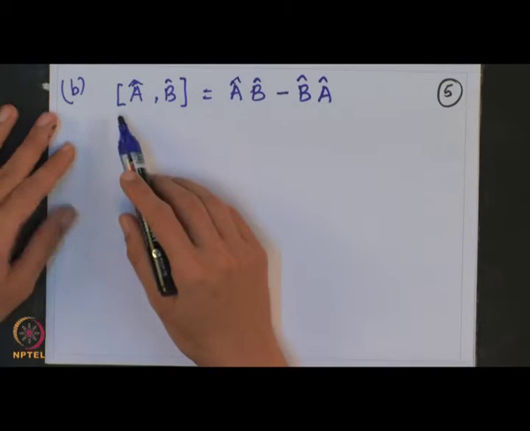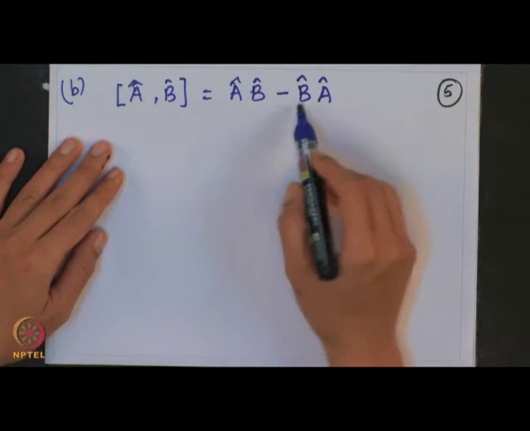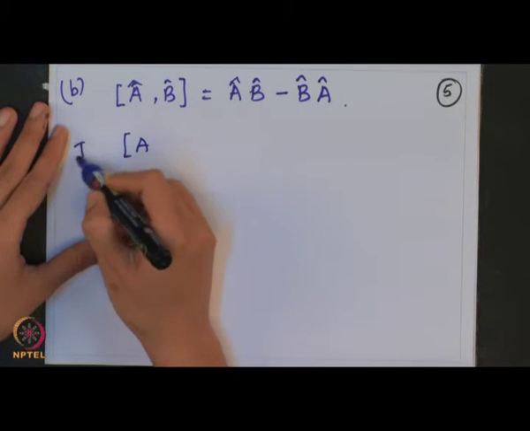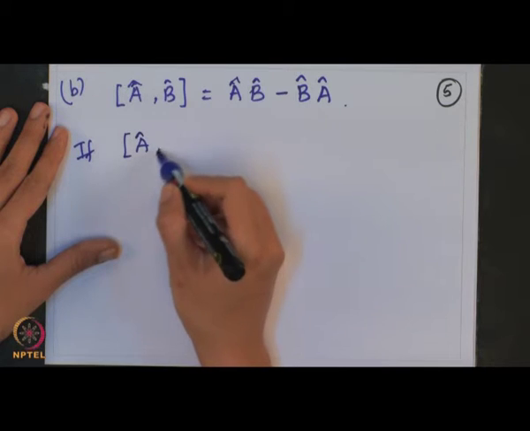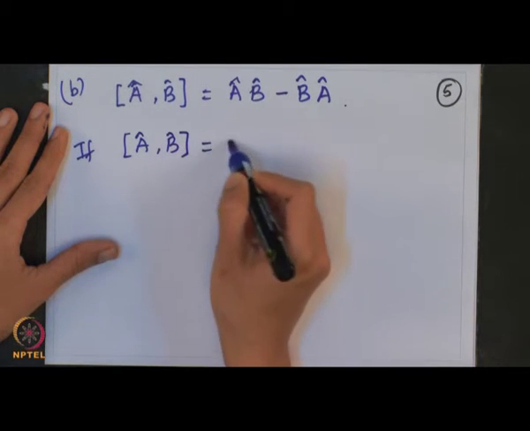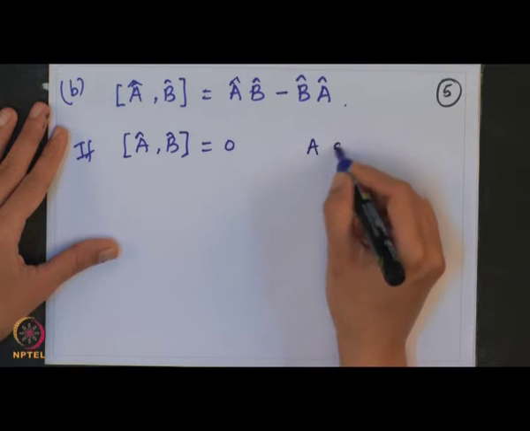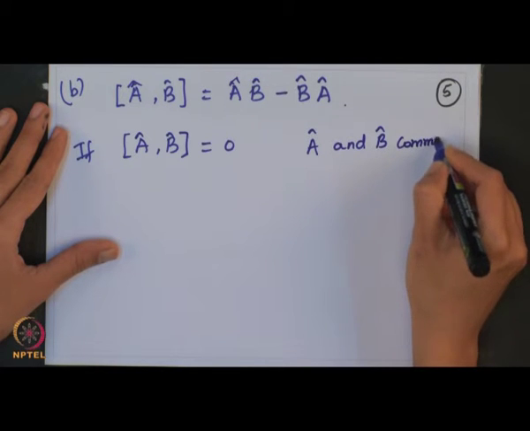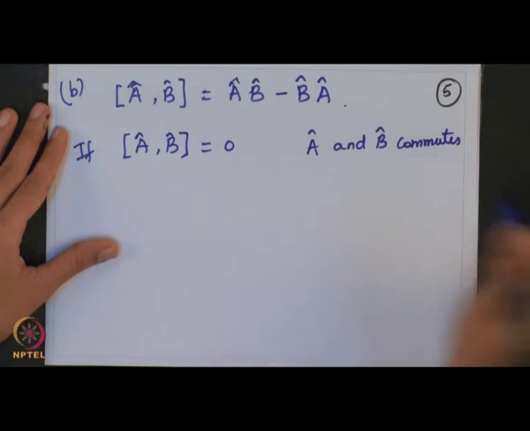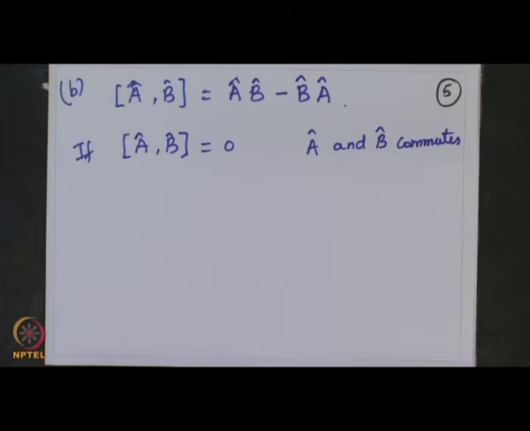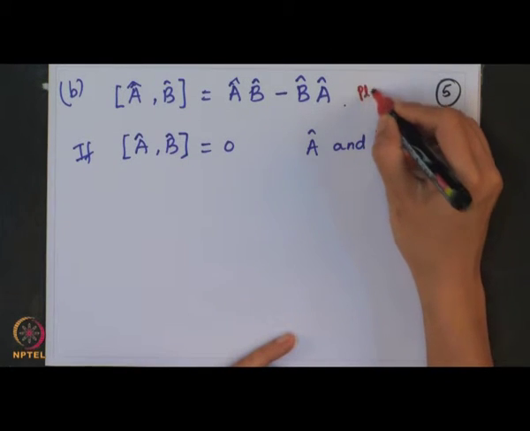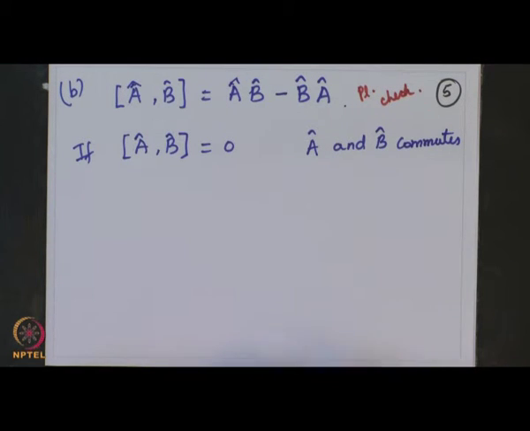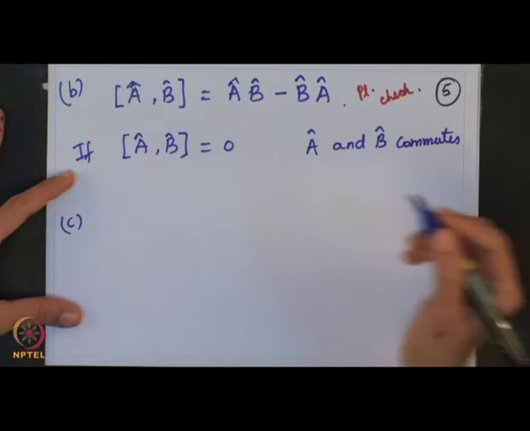The commutator would be matrix A multiplied by B minus matrix B multiplied by A. If you get the commutator of A and B as 0, then operators A and B commute. Okay, so this you have to check, please check this. It will be a simple exercise, so I will leave it to you all.